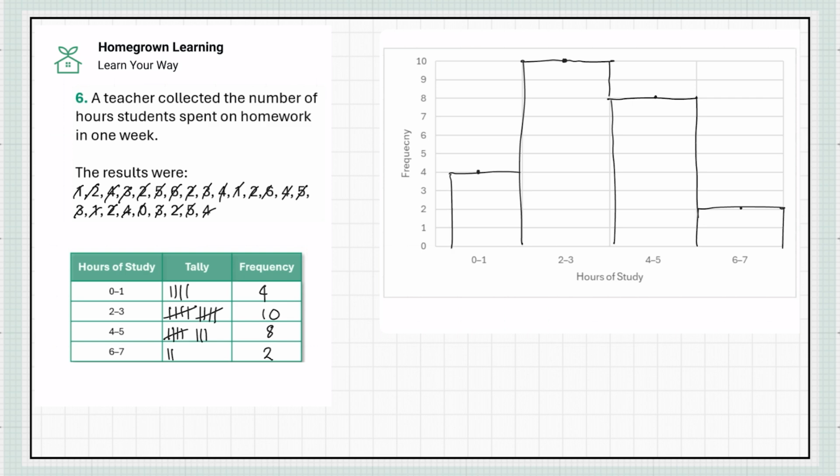Alright, there is our histogram for our data. So we can see all of our values here, and we see the majority of students studied during the week between 2 and 5 hours, with most of them doing between 2 and 3.